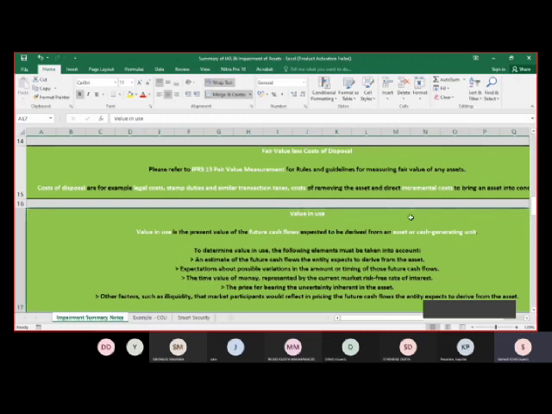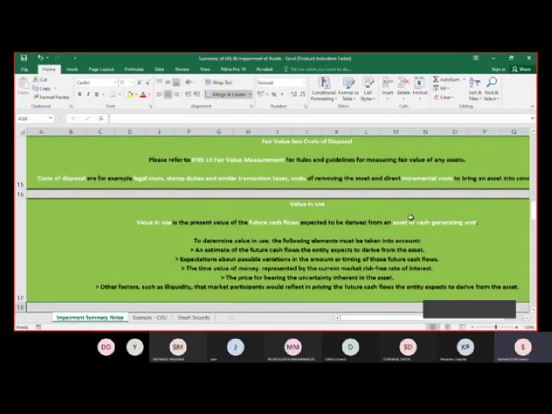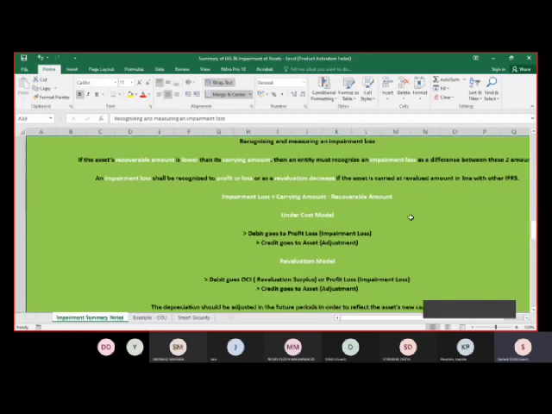Normally, most of the time, they will give you that value in the exam condition. But also, you need to know the principles or the theory behind the value in use. And then also recognizing and measuring an impairment loss. If the asset's recoverable amount is lower than its carrying amount, then an entity must recognize an impairment loss as the difference between these two amounts.